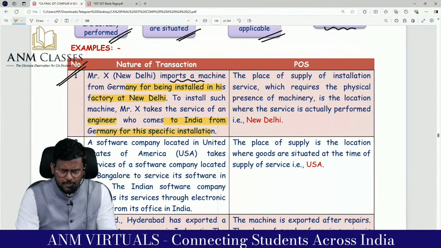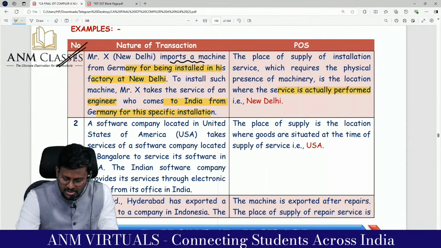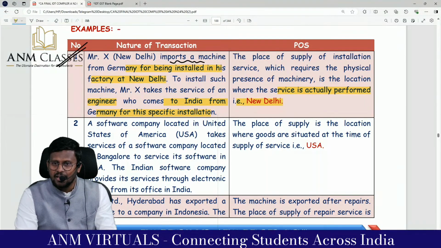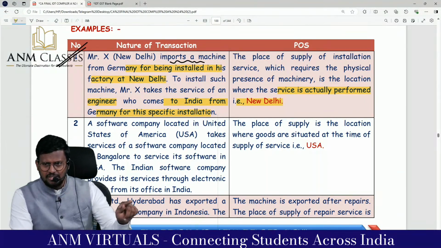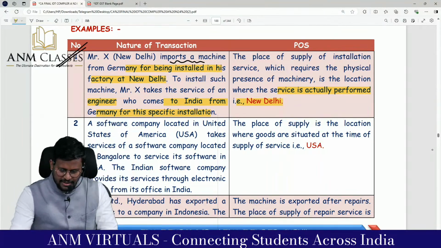Is this the performance based service? Yes, sir. Related to goods? Yes, sir. Where the physical presence of the goods is mandatory? Yes, sir. Goods ellam pinna yaar install pannanum? Correct illaya? Yes, sir. Place of supply of installation service which requires the physical presence of machinery is the location where the service is performed. That is India. This is performance of services. We want GST. Right up.